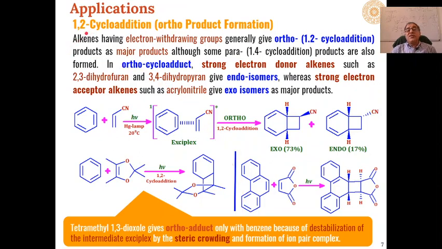So first is 1,2 cycloaddition or ortho product formation. When alkenes have electron withdrawing groups attached to them, for example, if this alkene has a cyano group, we know this is an electron withdrawing group. In such cases, we will get ortho or 1,2 cycloaddition products as the major products. Although in these cases some para product is also formed, it is formed in a minor amount.